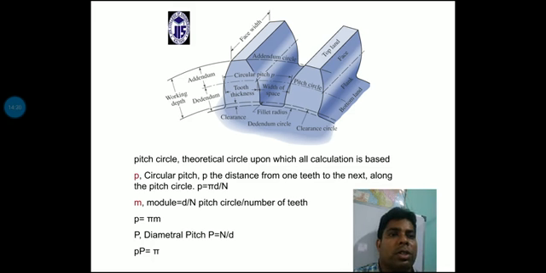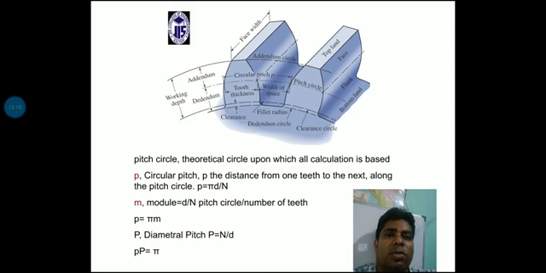That means the upper portion touching circle will be called the addendum circle, and vice versa of addendum is called dedendum. That means below the pitch circle diameter, one imaginary circle we can draw, and that line passes through the bottom of the teeth profile, and that circle is called the dedendum circle.